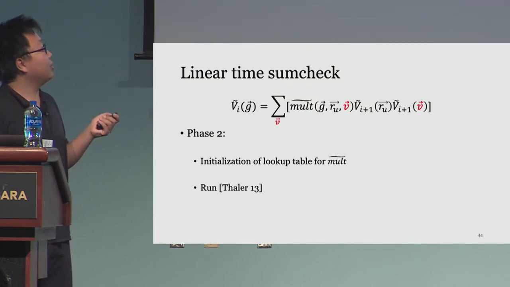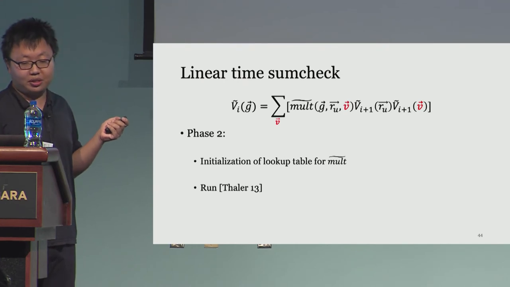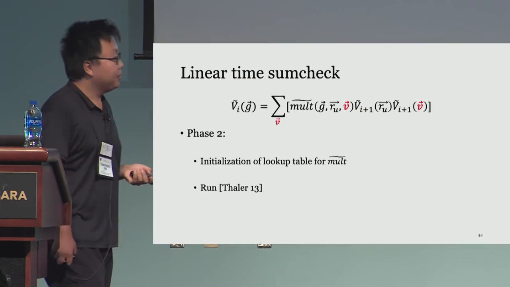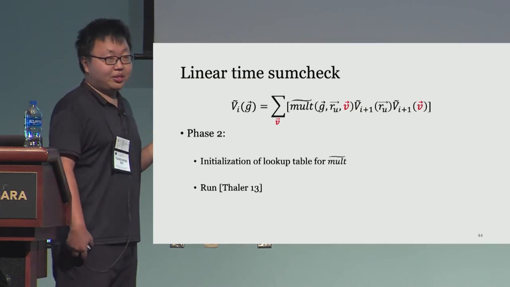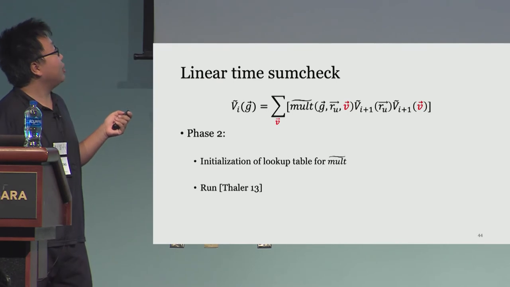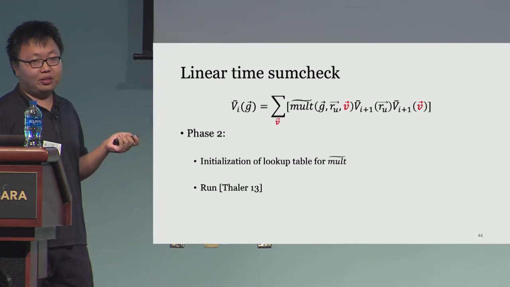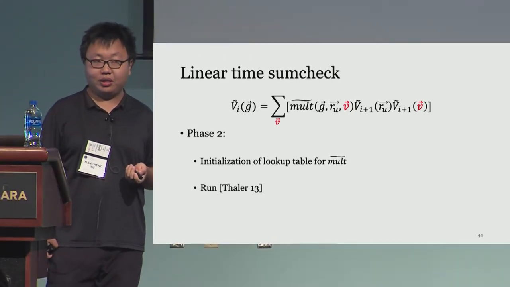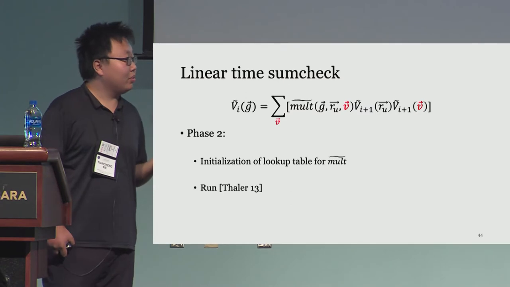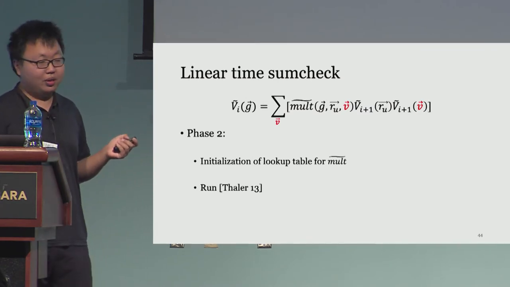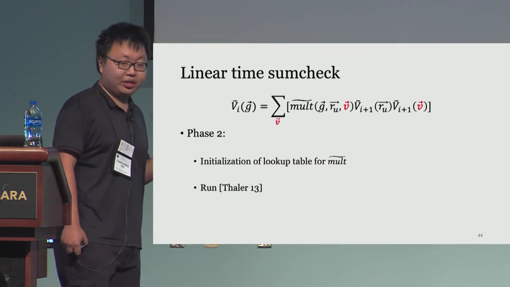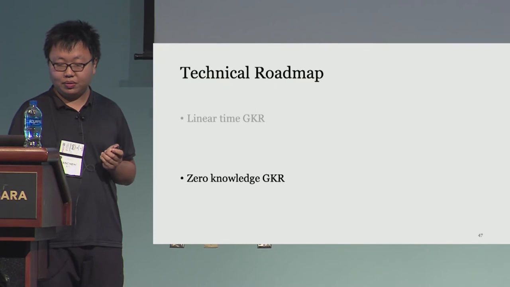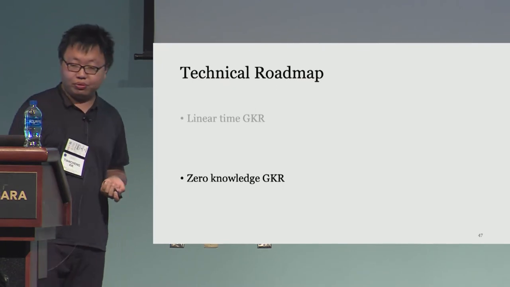Actually, this middle term is a constant, and the remaining term is the actual work for the sum check. We do the same thing as in phase one, except h is defined in another way. This function can also be initialized in a linear scan of the circuit. Then we run Thaler's method again to complete the sum check. So now we have a linear time prover.